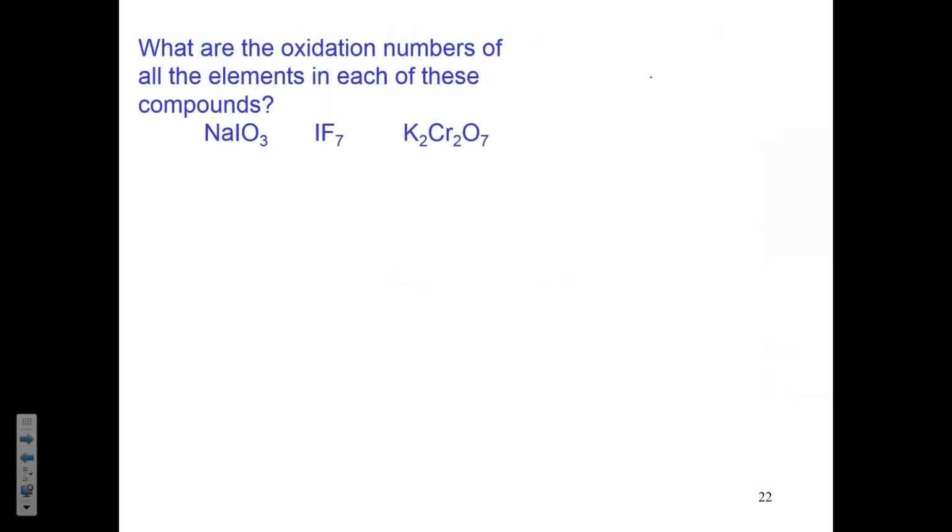Okay, so let's try these. NaIO3. The next one is IF7. And then the last one is K2Cr2O7. Let's give these a whirl. So with Na, I'll help you out. I'm going to write up here and then I'll erase it. It's NaIO3. I am going to do circles under each compound. I know I have Na, I have I, and I have O. Squares under each one of those.